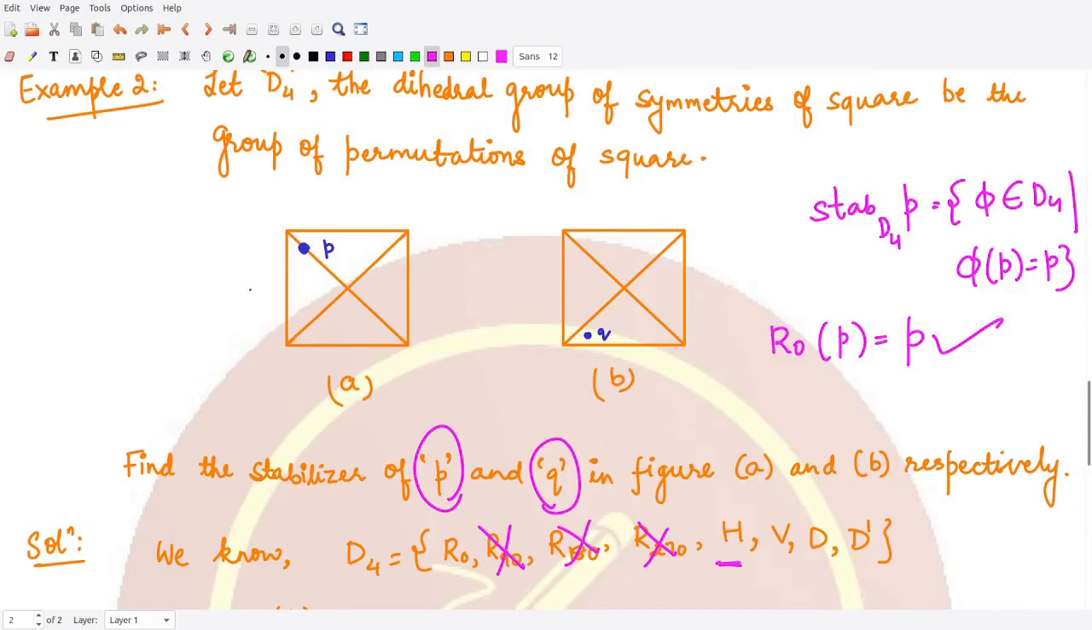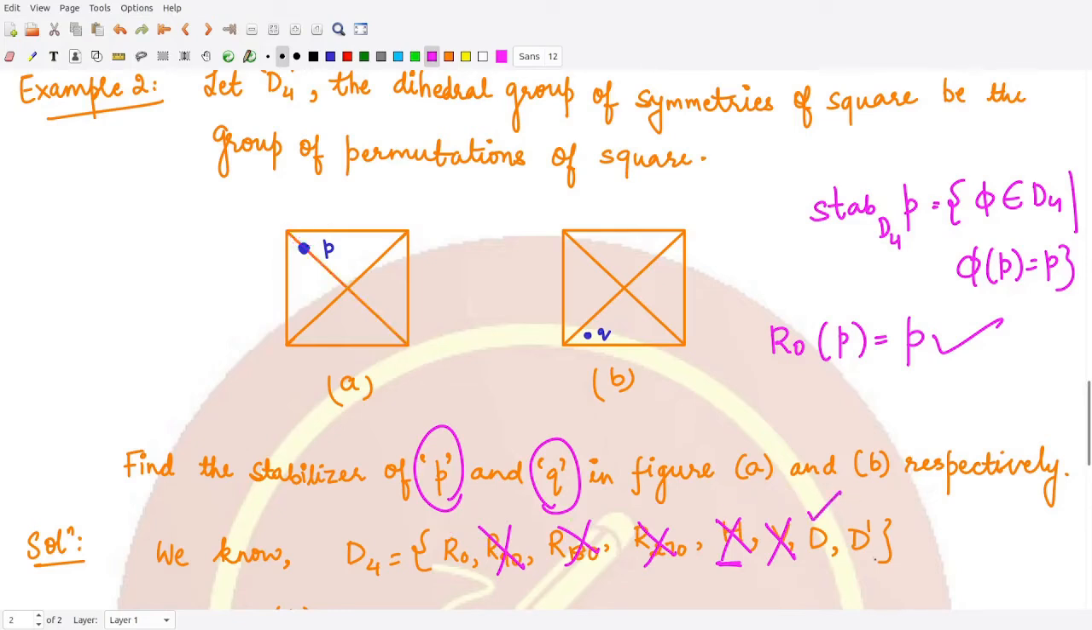Now what about H? If you reflect it horizontally through the horizontal axis, P would come to a different position, so obviously this would not be there. What about V? If you reflect it along the vertical axis, P would come to another position, so V would not be present in our stabilizer either. What about D? If you reflect along the main diagonal, after reflection P would come to the same position, so this point is kept fixed. Therefore D would come under our set of stabilizer.